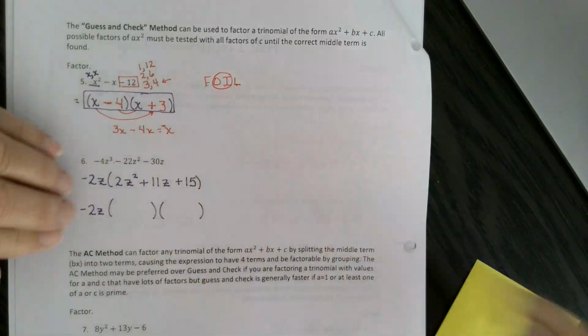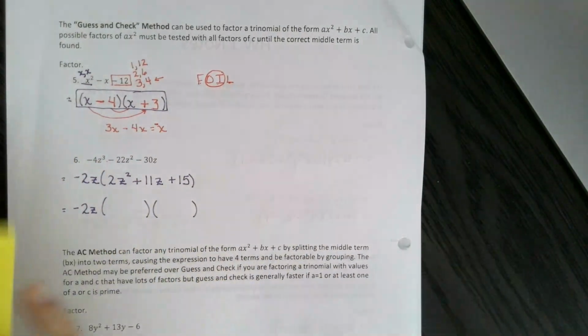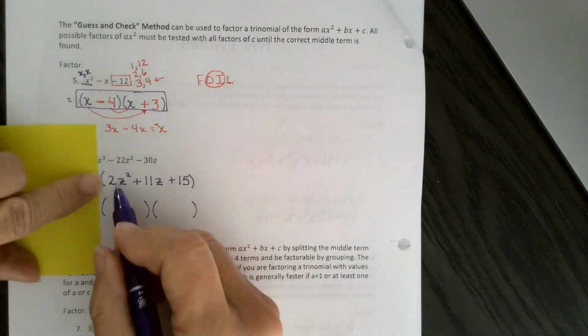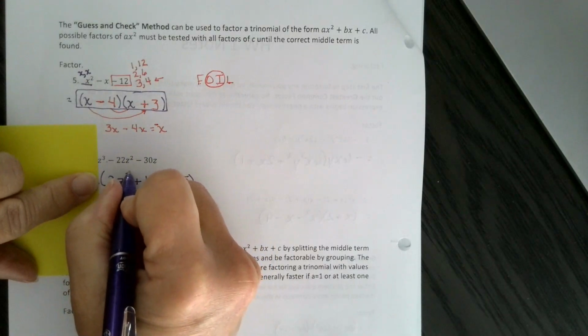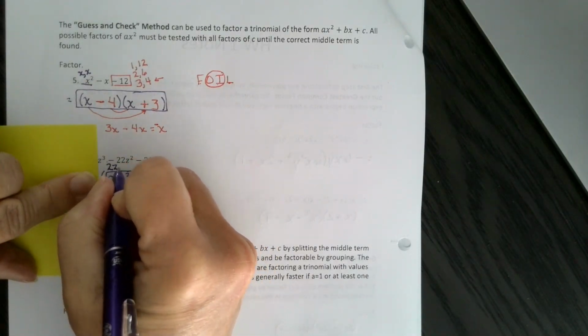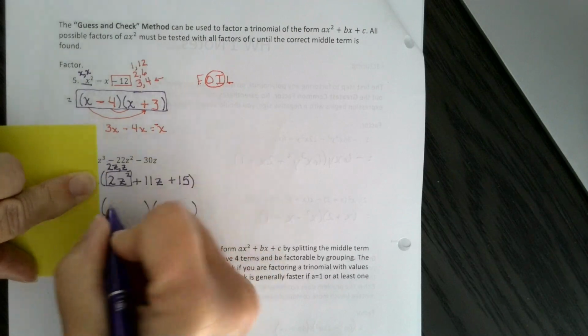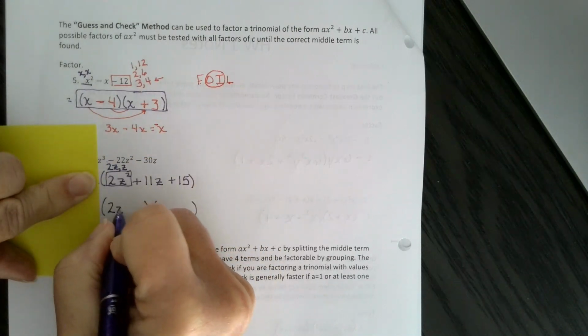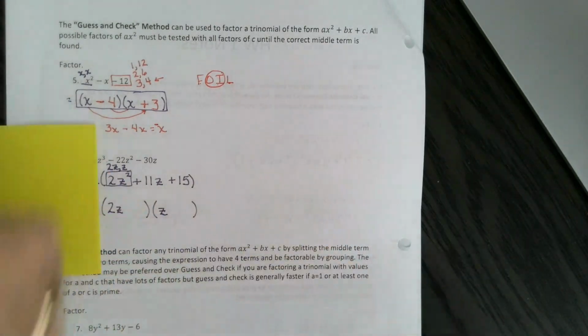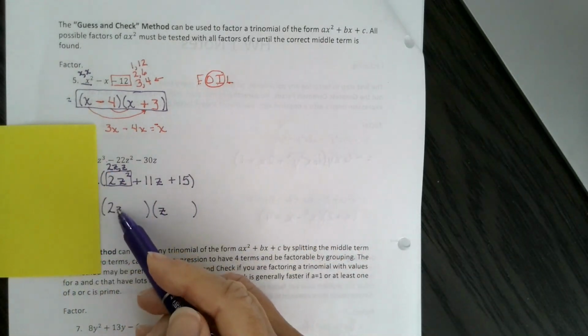Okay, now I'm just going to cover this up for now. It's just hanging out there. All right, these first terms come from here. This one right here, okay? The only way to get 2z squared is 2z and z. I'm just going to put them in there. You got to put them someplace. I don't care if you put z here and 2z there. I always just put my leading coefficient right here.